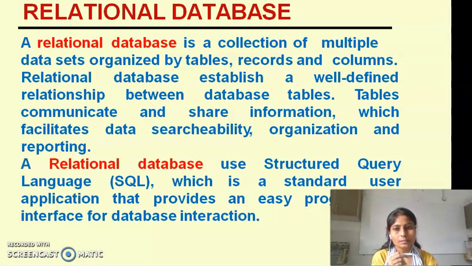All of you know that a relational database is a combination of multiple tables, and in this database all tables are related to each other. Tables communicate and share information, which provides the facility of data searchability, organization, and reporting. So in short, we can say that our database is a collection of multiple tables, and a table is a collection of multiple rows and columns.